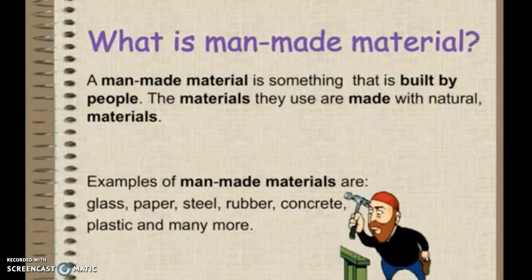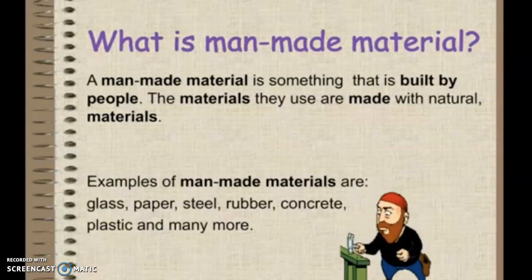What is a man-made material? A man-made material is something that is built by people. The materials they use are made with natural materials. Examples of man-made materials are glass, paper, steel, rubber, concrete, plastic, and many more.